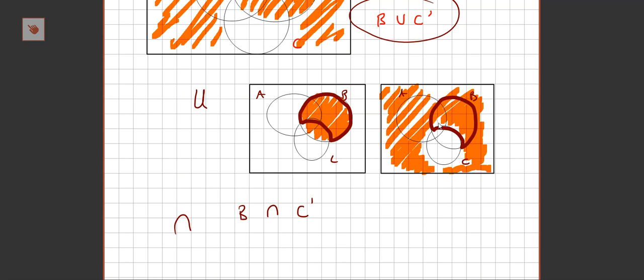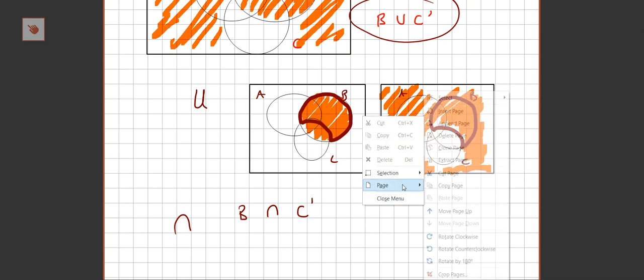That's a good idea. And then, of course, with Venn diagrams, we'll just make something up. It's just a simple one.